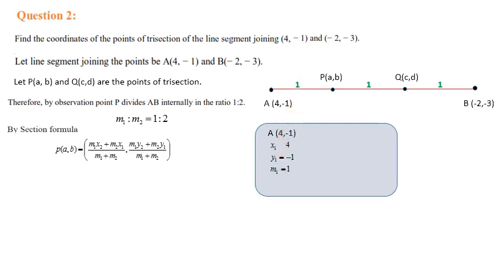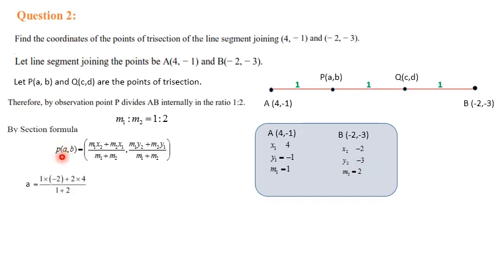y1 is -1 and m1 is 1. And when you take B (-2, -3), x2 we can take as -2, y2 as -3 and m2 as 2. 2 means from P to B there are two portions, that's why m2 is 2. Let's simply substitute into the formula.